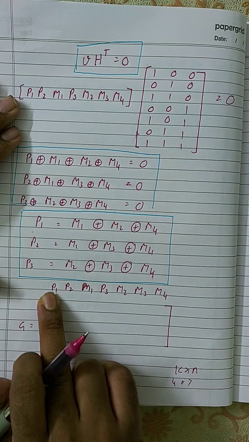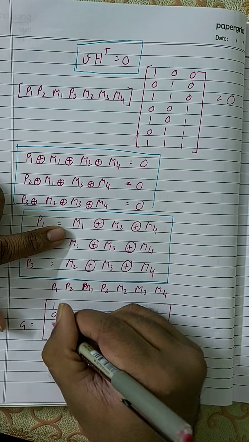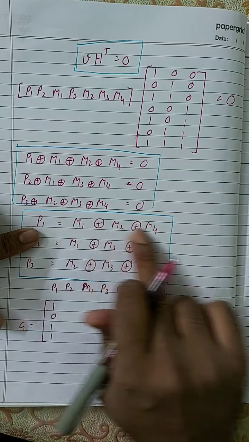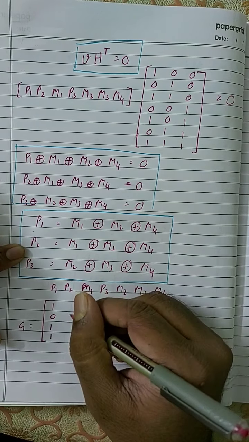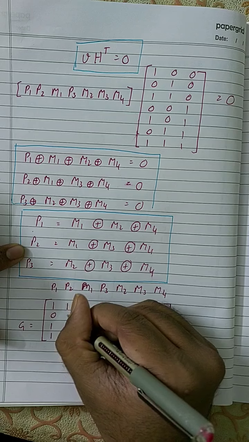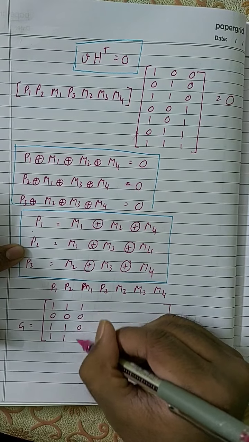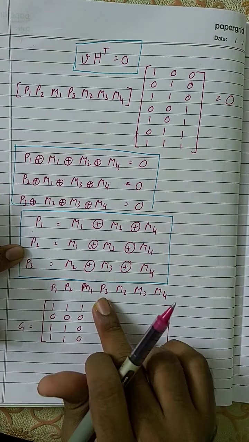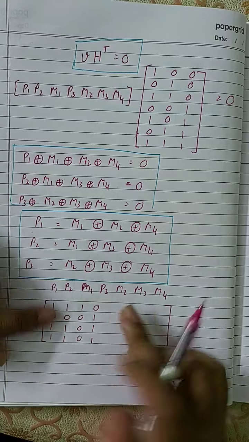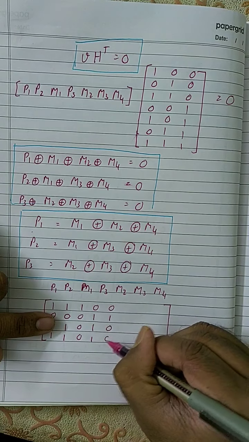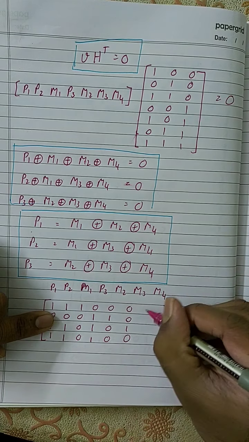So simple. First I need to write P1. What is P1? That is 1 0 1 1. This is P1. What is P2? M1, M3, M4. What is M1? This itself is M1. What is P3? P3 is M2, M3, M4. And what is M2? Only M2. What is M3? Only M3. What is M4? Only M4.